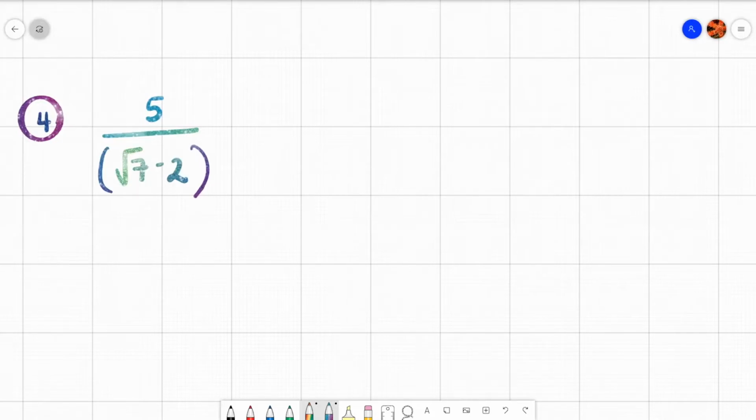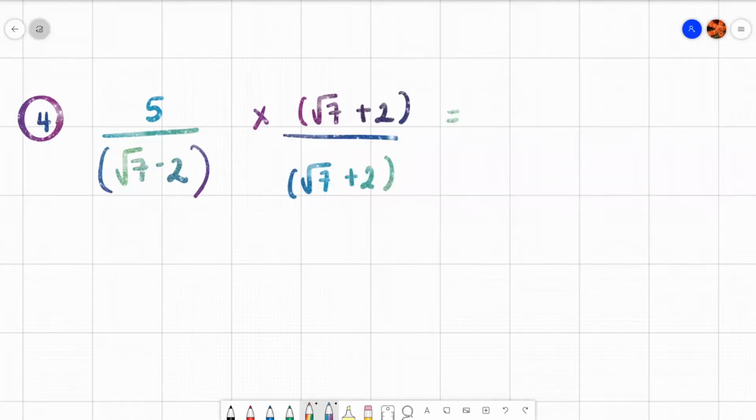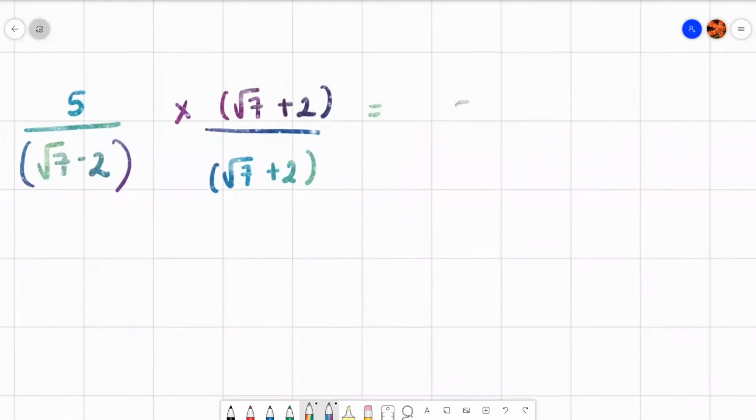I need to get rid of that square root 7. So I times top and bottom by exactly the same thing, but I change the sign, so plus 2. Okay, well, 5 times that bracket is just a single bracket, so 5 times root 7 plus 2. And the bottom's going to become a double bracket.